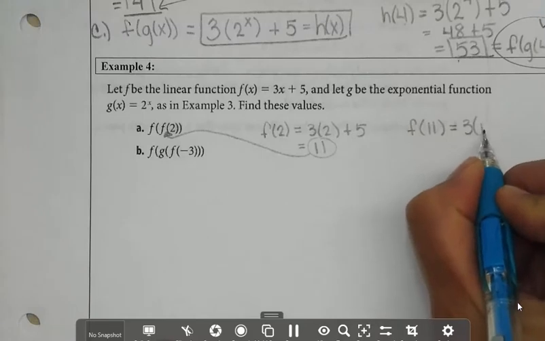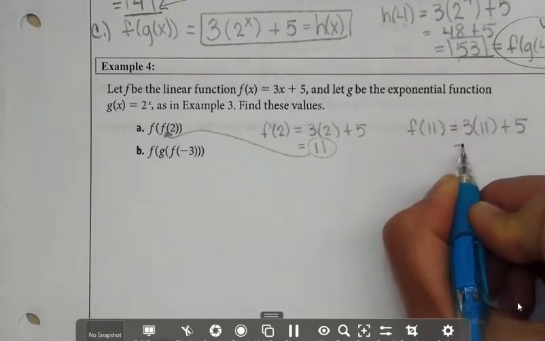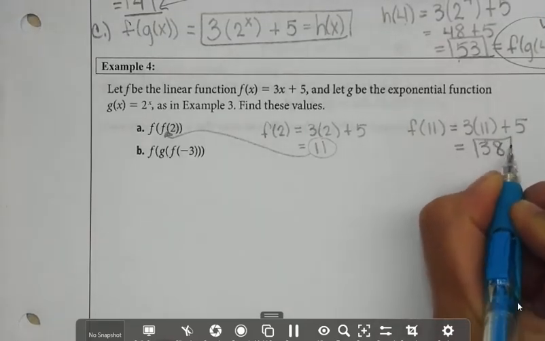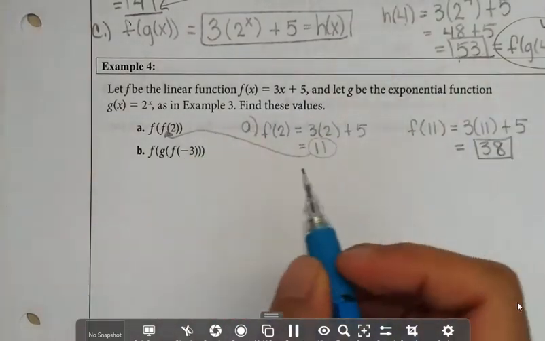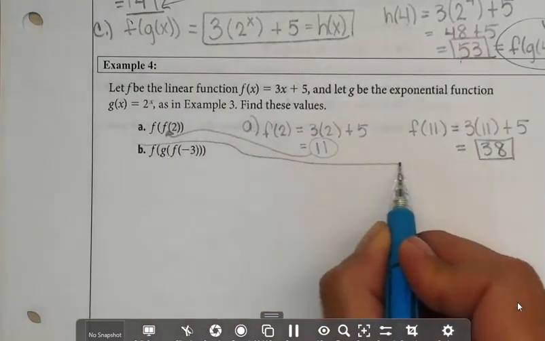Well, that's 3 times 11 plus 5. So it's going to give me 38. So that's A. Let's see, I'll just go A here. This is all A.